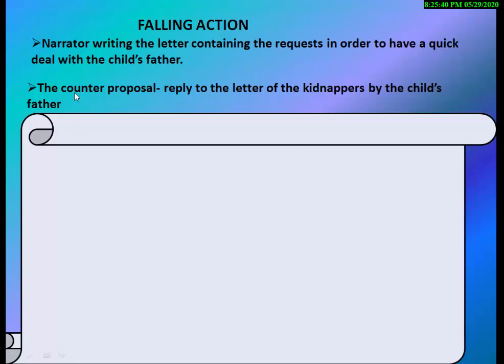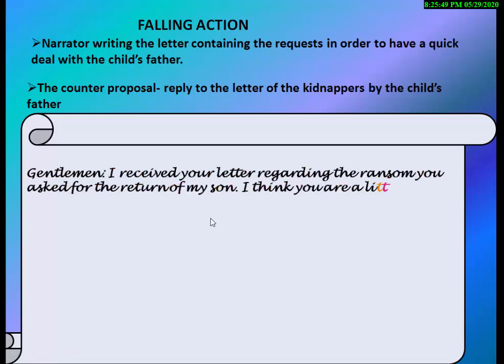The counter proposal, the letter replying to the kidnappers by the child's father, read something like this. I will read it for you.